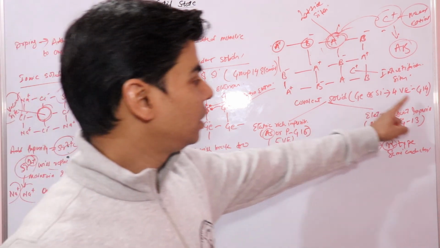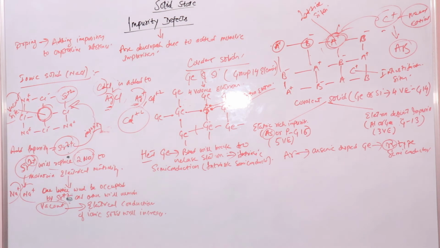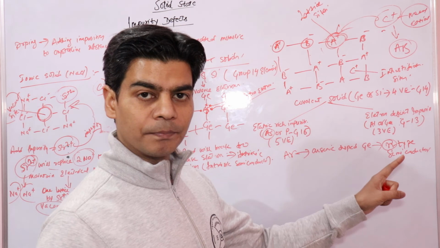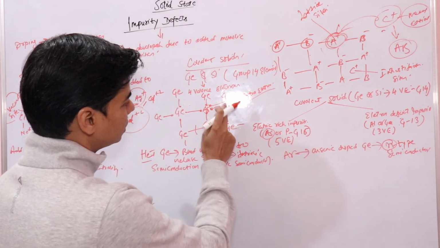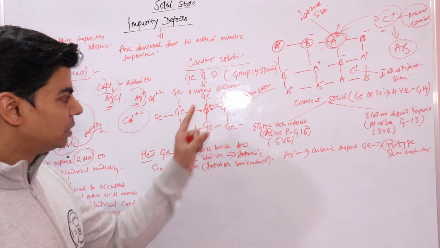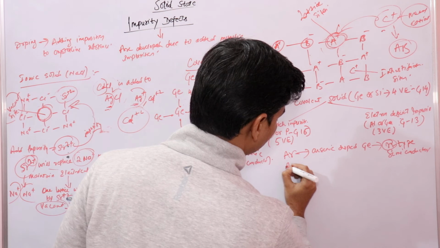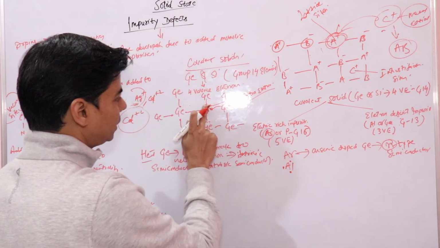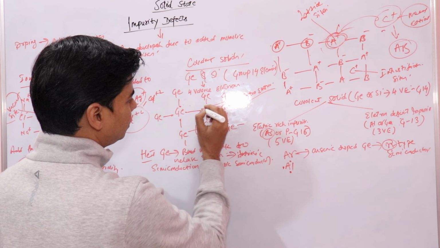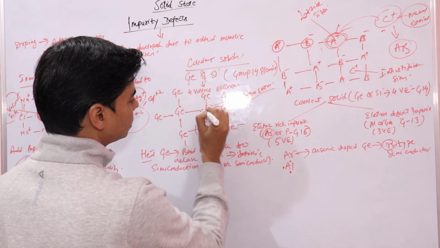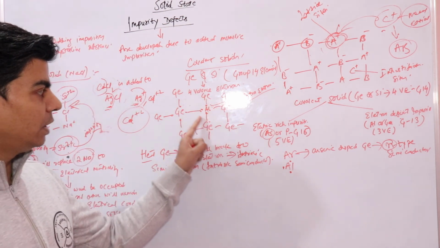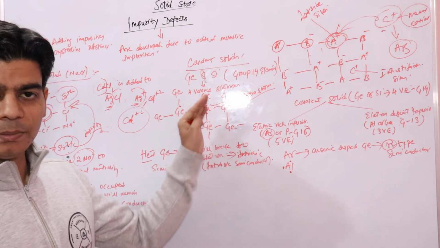So now we'll look at the other impurity, which is your electron deficient impurity. When we say electron deficient impurity, we mean that the valence electrons in the impurity would be less compared to germanium. We know that aluminium has 3 valence electrons. So if you add aluminium to germanium, 3 of its valence electrons will form bonds with neighboring 3 germanium atoms.